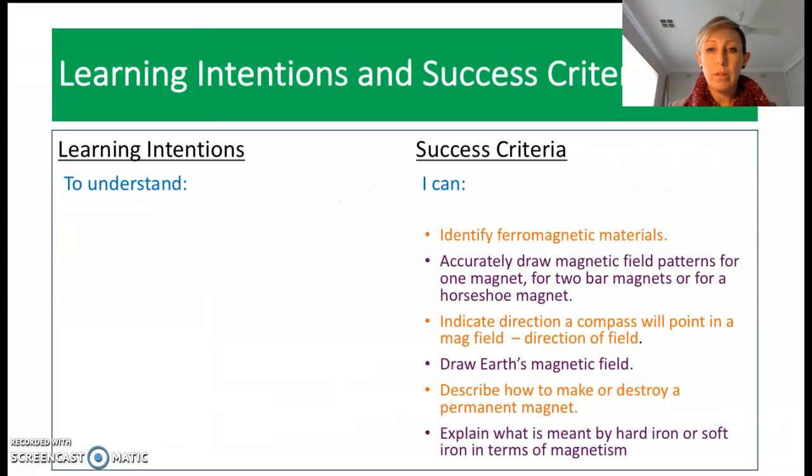Let's go through the learning intentions here. You need to be able to identify ferromagnetic materials, and we've done an investigation on that one. Accurately draw magnetic field patterns, indicate the direction a compass will point in a magnetic field, draw the Earth's magnetic field, describe how to make or to destroy a magnet, and what is meant by the terms hard and soft iron core.